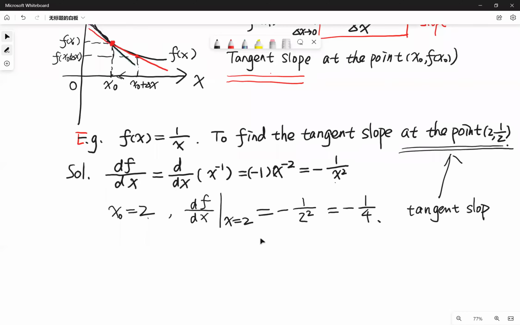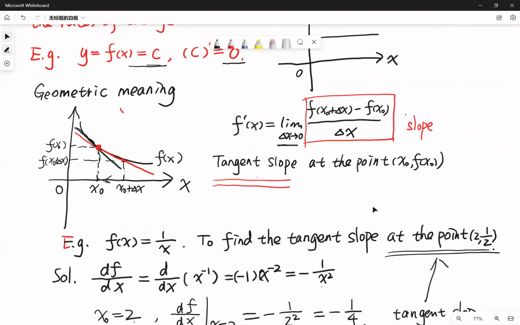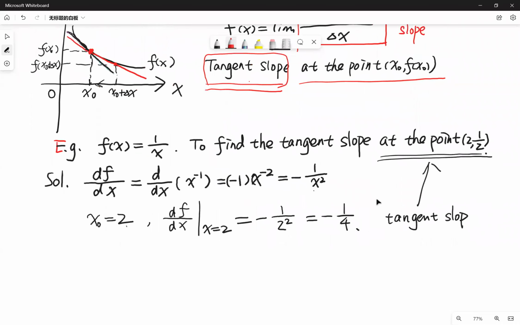And also, you can see here, this geometric meaning, this differential means the tangent slope at this point. It's the geometric meaning of the derivative here. So when we get this derivative, we can see the tangent slope at the point (2, 1/2) is minus 1/4, right?